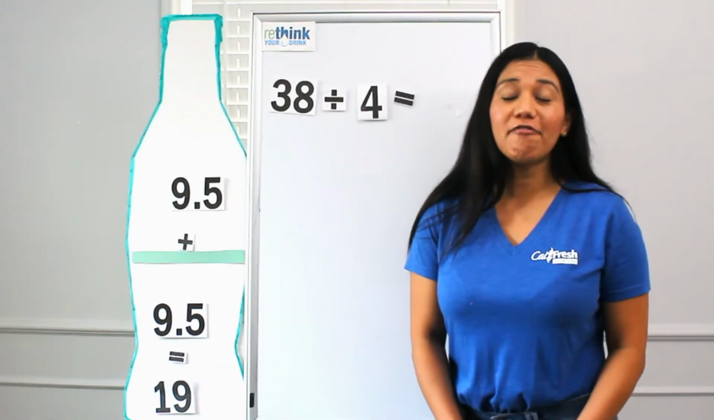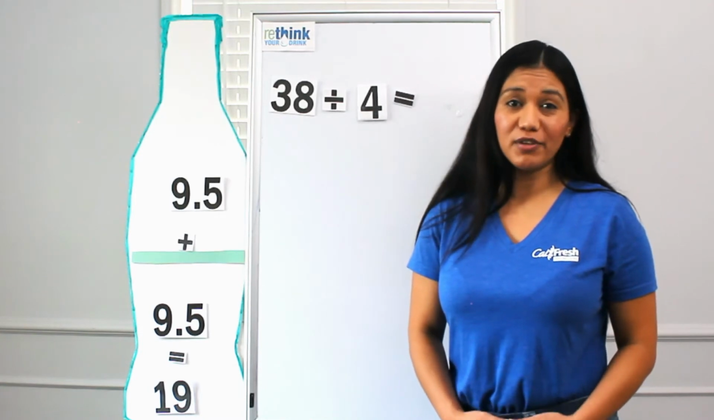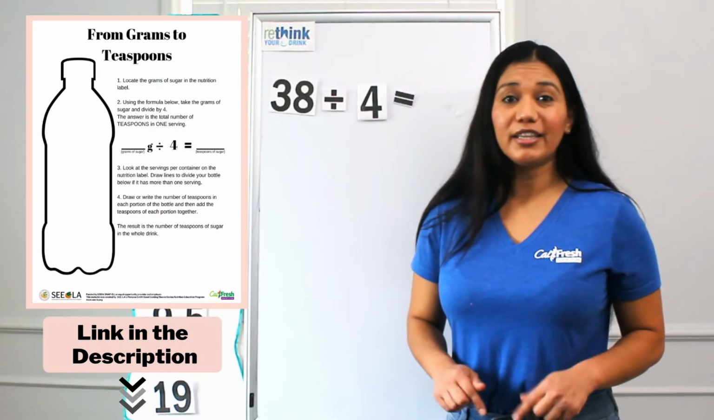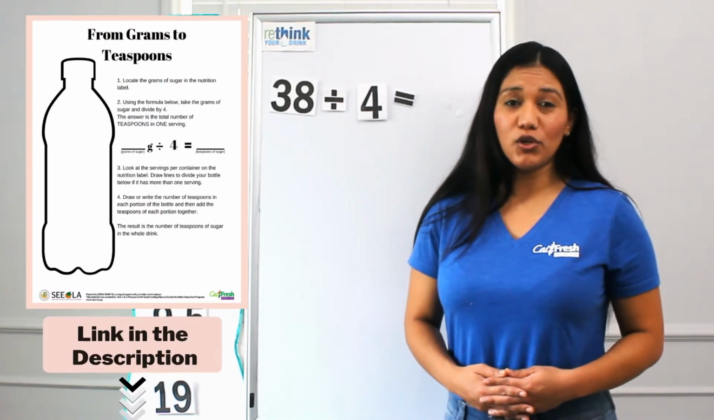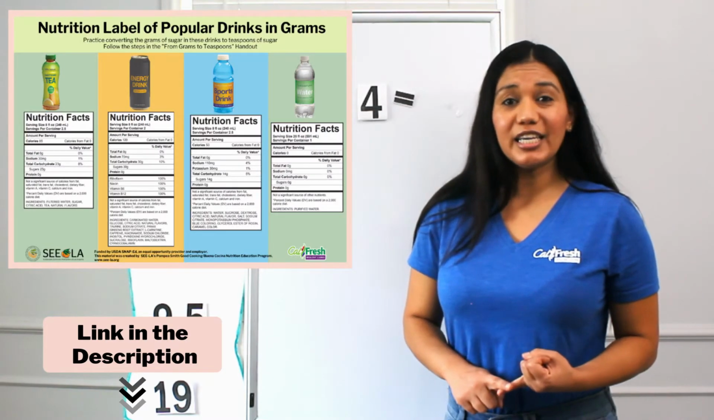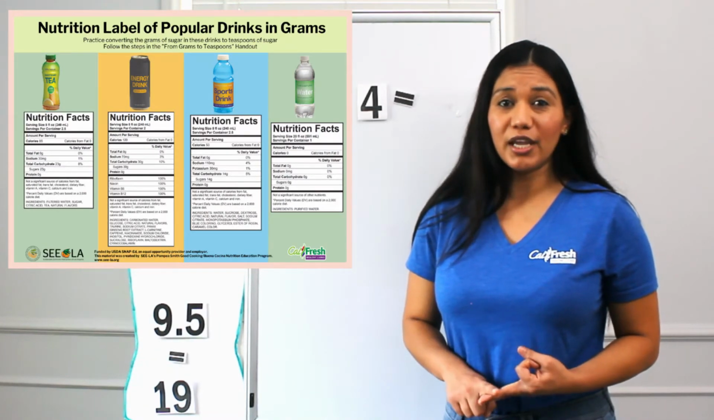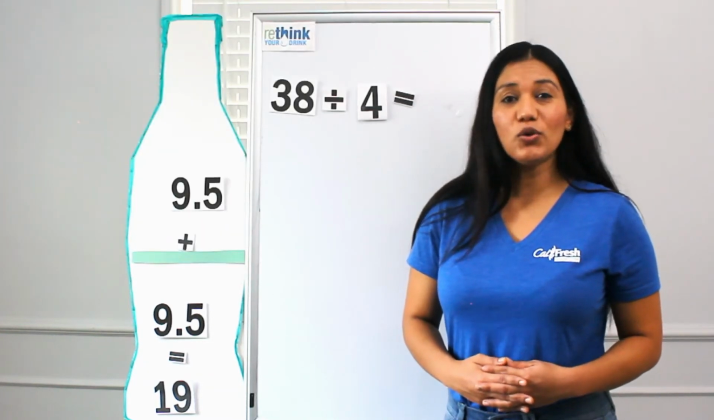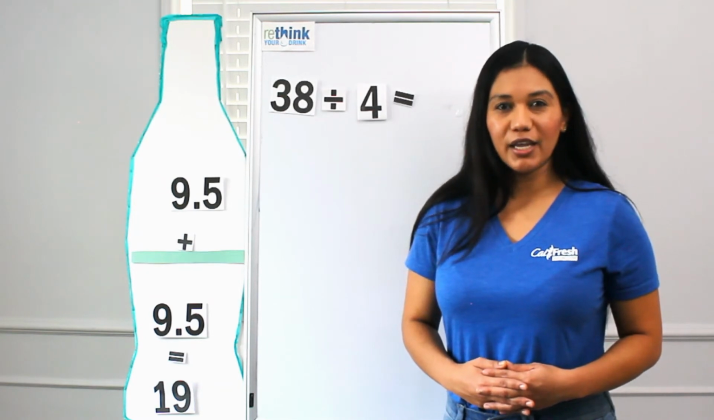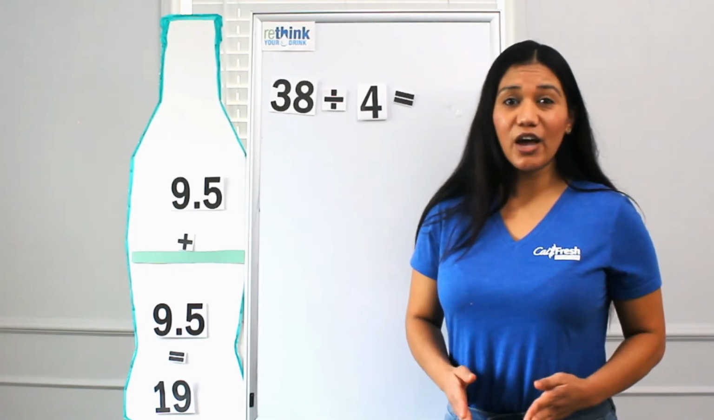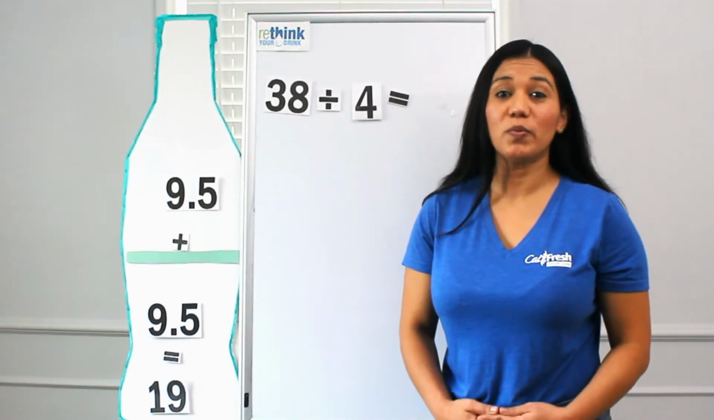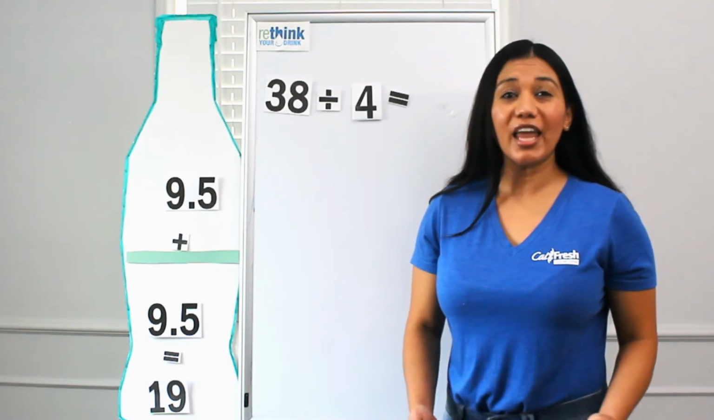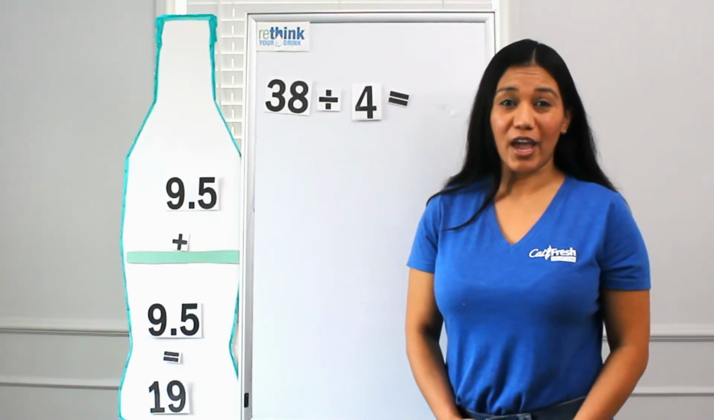Would you like to practice finding the number of teaspoons of sugar in beverages some more? You can use the handout from grams to teaspoons provided in the link. I also provided you with a nutrition label of sweetened tea, sport drink, energy drink, and a bottle of water for your math practice. Or you can do it using the nutrition label of your favorite drink. Just follow the steps in the handout from grams to teaspoons. I invite you to pause the video to calculate the teaspoons in these drinks on your own and compare your answers with the ones that I provide you next.